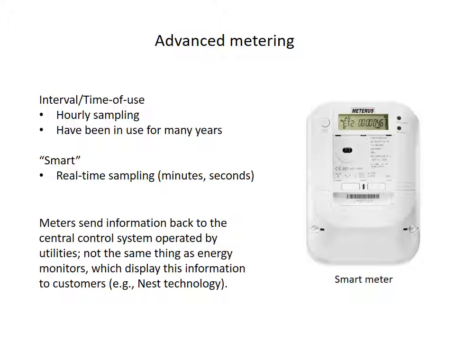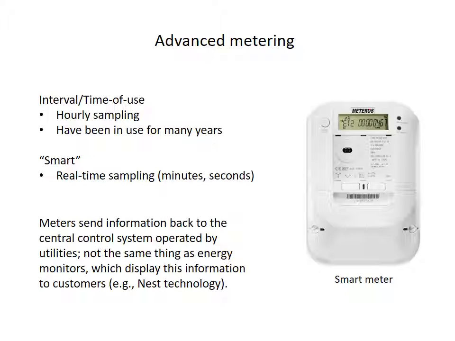So it would probably mostly reflect, if everything's aggregated to an hourly basis, heating and cooling demands more than anything else. Now, smart meters or real-time sampling meters are two-way communication devices, right? So they're collecting information about electricity consumption at the household level on a minute-to-minute and second-to-second basis, and then they are sending that information back to central control systems operated by the utilities.